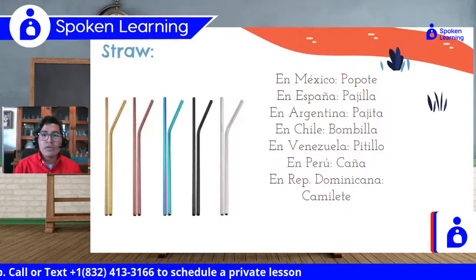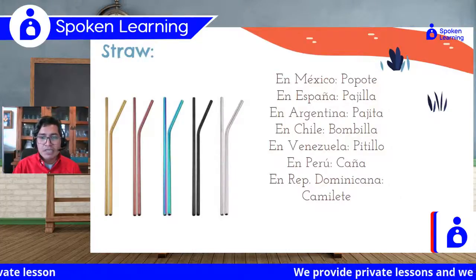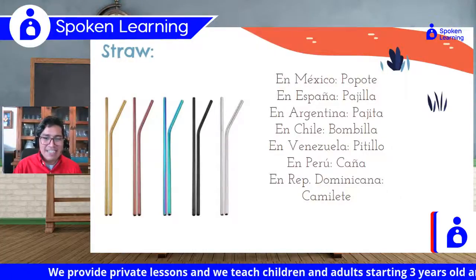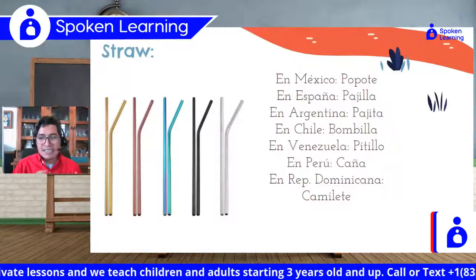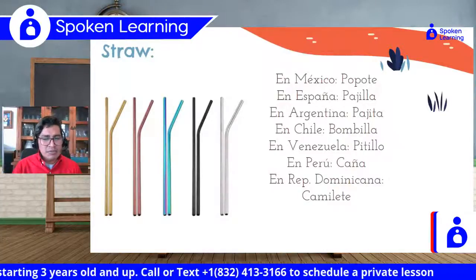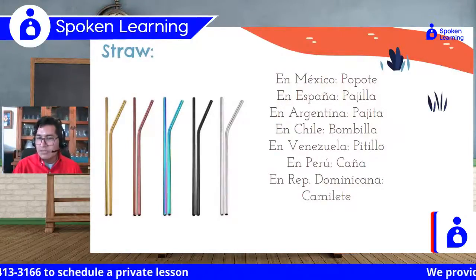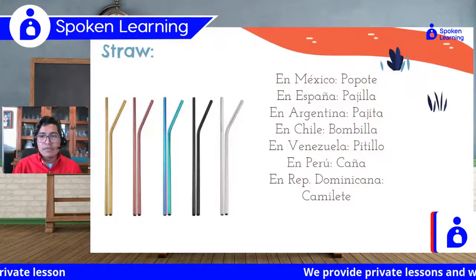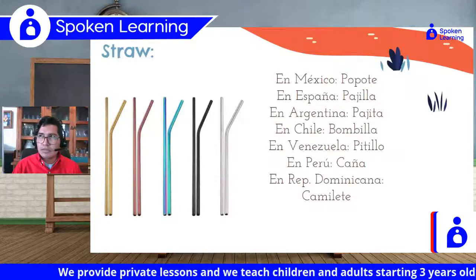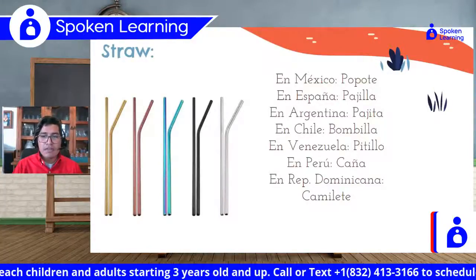Tenemos straw, que en México le llamamos popote, pero en España le llaman pajilla y en Argentina pajita. En Chile le dicen bombilla, en Venezuela es el pitillo, en Perú es la caña y en República Dominicana el camilete. As I was already saying, this one is very interesting. I'll let you know in another session why it is even more interesting than it seems right now. Of course, these straws are made of iron, completely metal, so they cannot be corrosive.